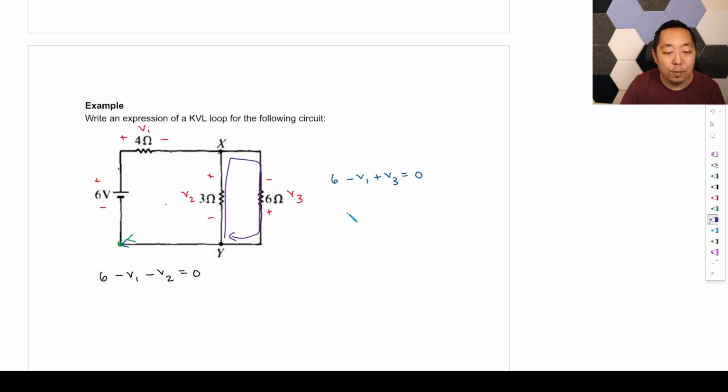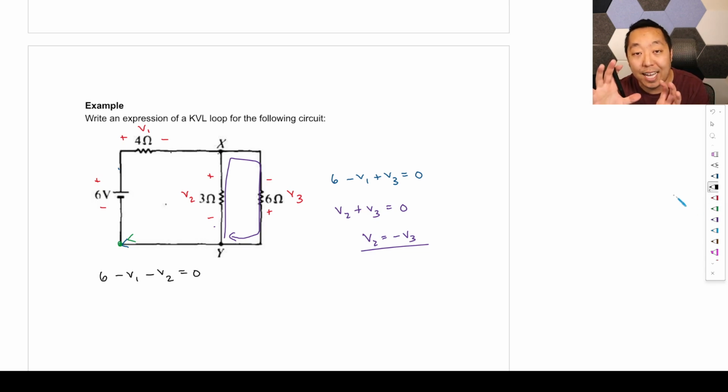Okay, we're going to go up V2 here. We're going to go up V3 here. So minus the plus, then minus the plus, and now we're back to where we started, and that's going to equal 0. So you get this interesting relationship, V2 is equal to negative V3. Okay? So that's all I want you to understand about KVL. That is how we do it. We assign the positives and negatives for every element, and we make a loop that goes around.